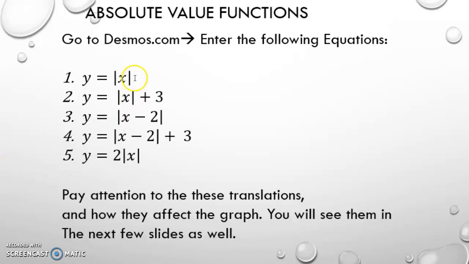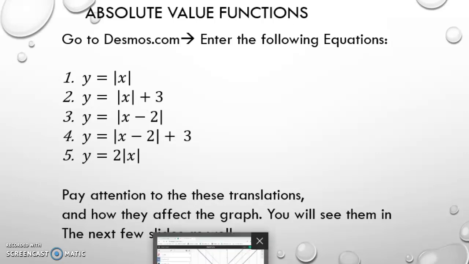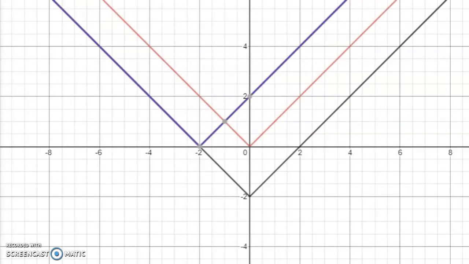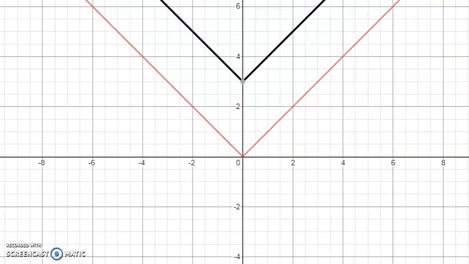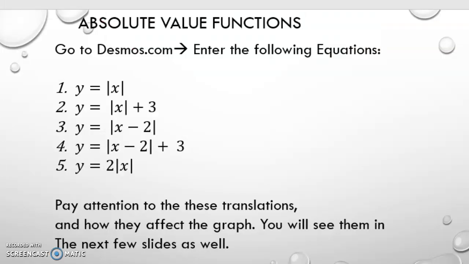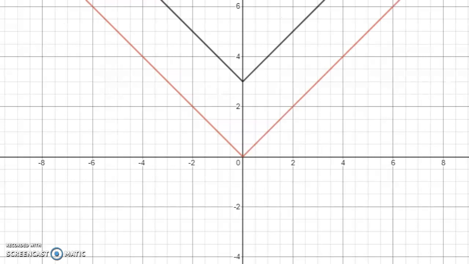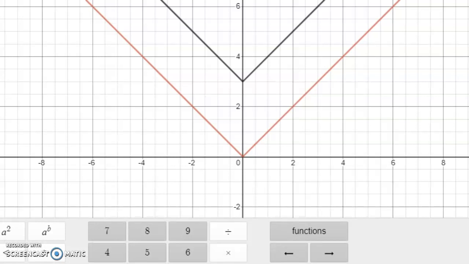Okay? So, this one, if we go back to Desmos, we've got absolute value of x and then the absolute value of x plus 3. So, plus 3. Get rid of this one. Absolute value of x plus 3. Got those two. Then the next one, oh, I had the x minus 2 already. So, y equals the absolute value of x minus 2.